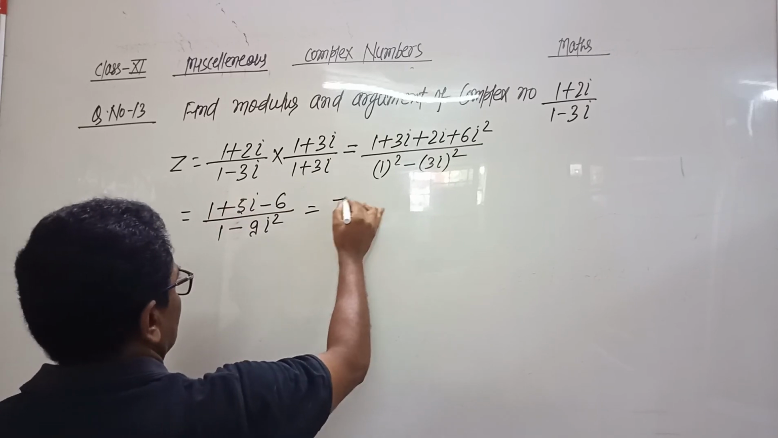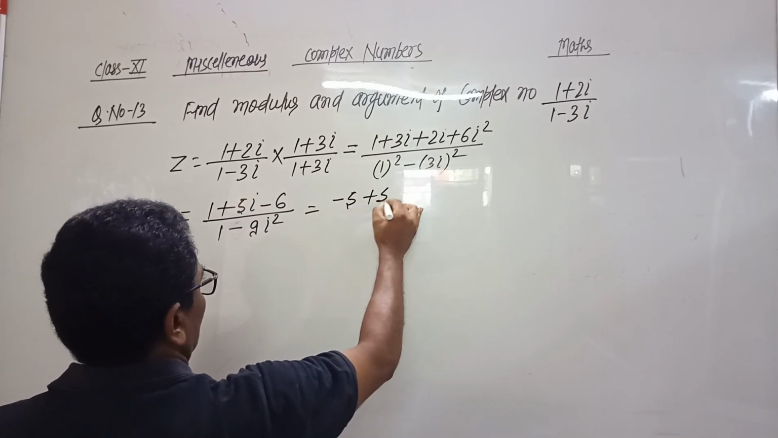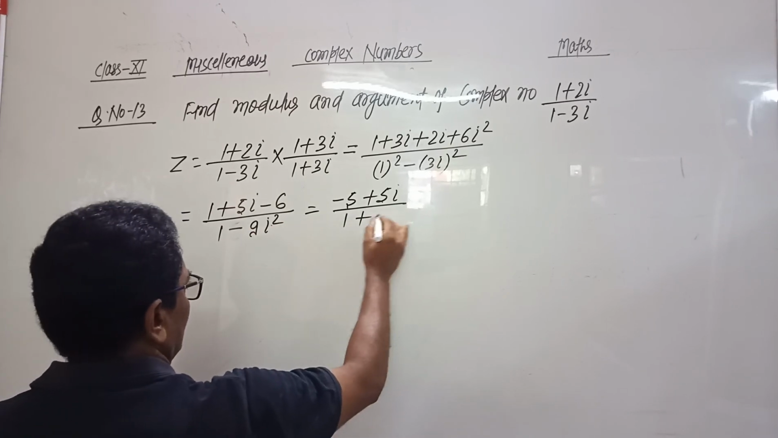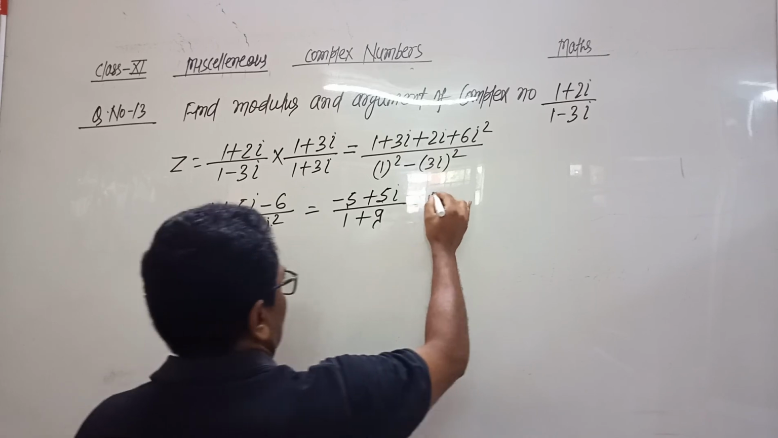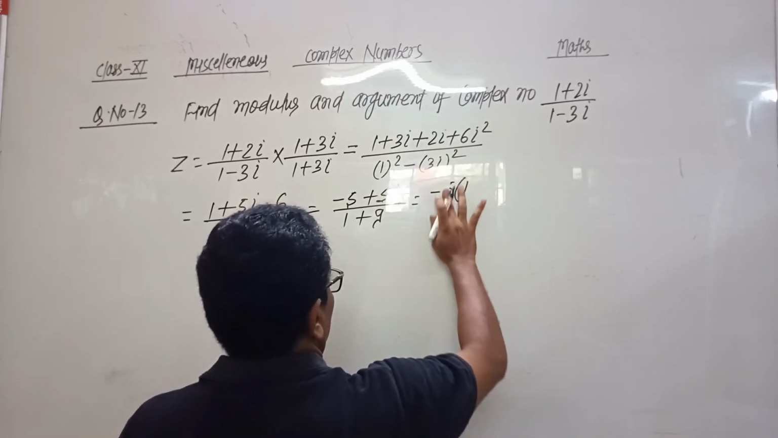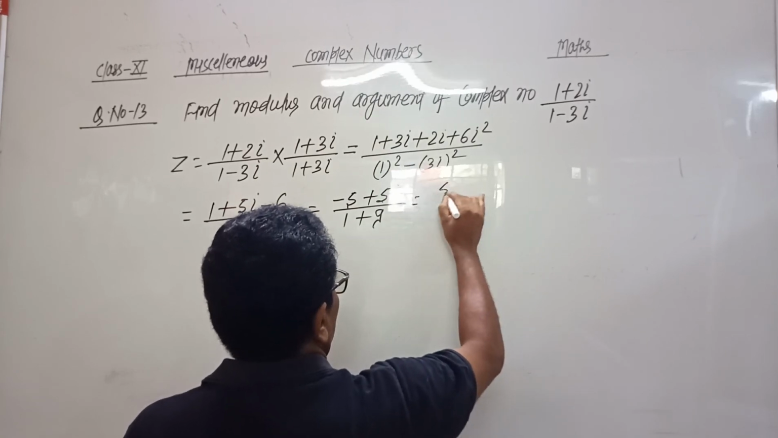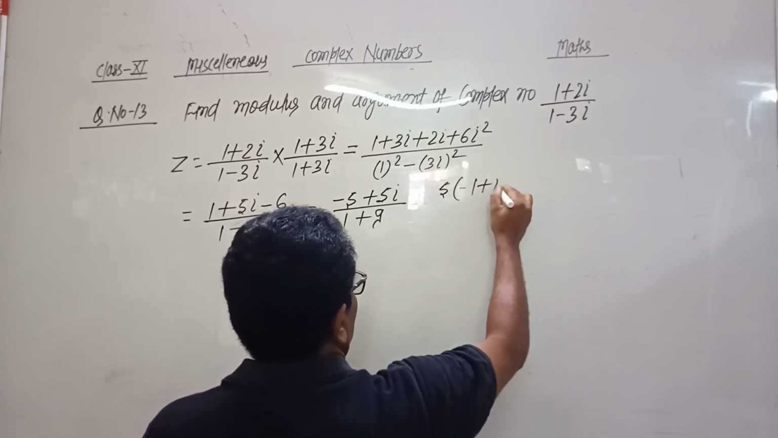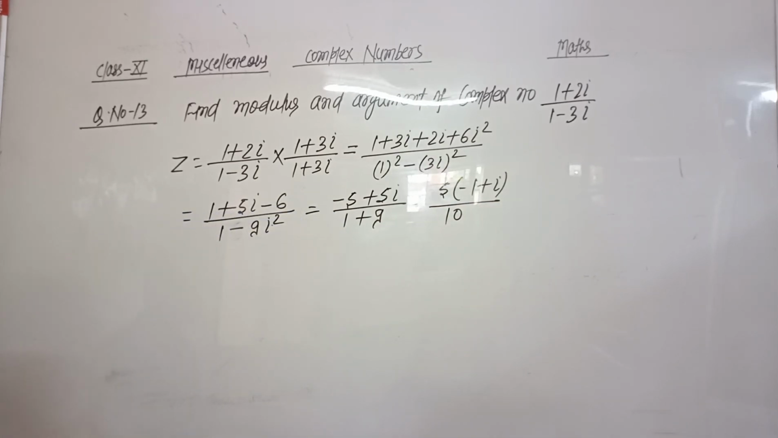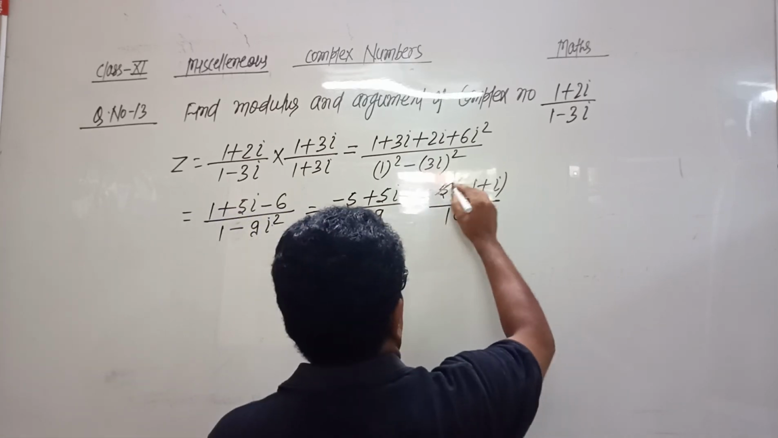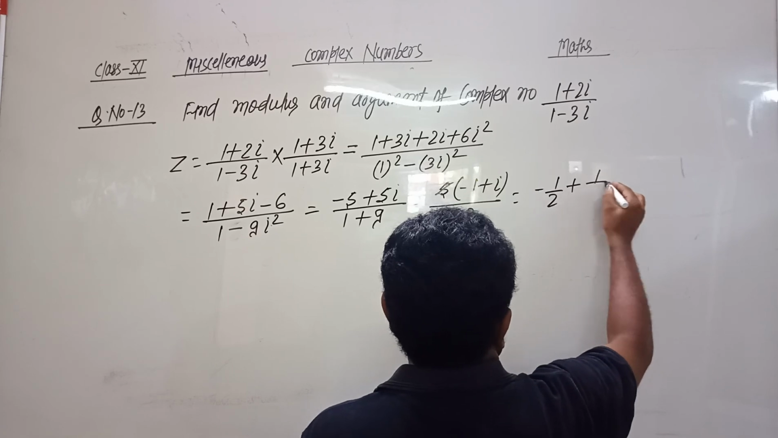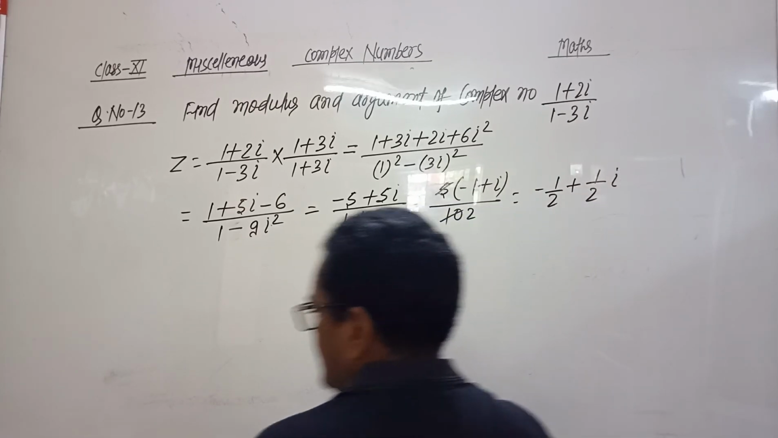So 1 minus 6 is minus 5, plus 5 iota, upon 1 plus 9, since iota square is minus 1. Taking 5 common, we get minus 1 plus iota upon 10. And we get the complex number minus 1 by 2 plus 1 by 2 iota.